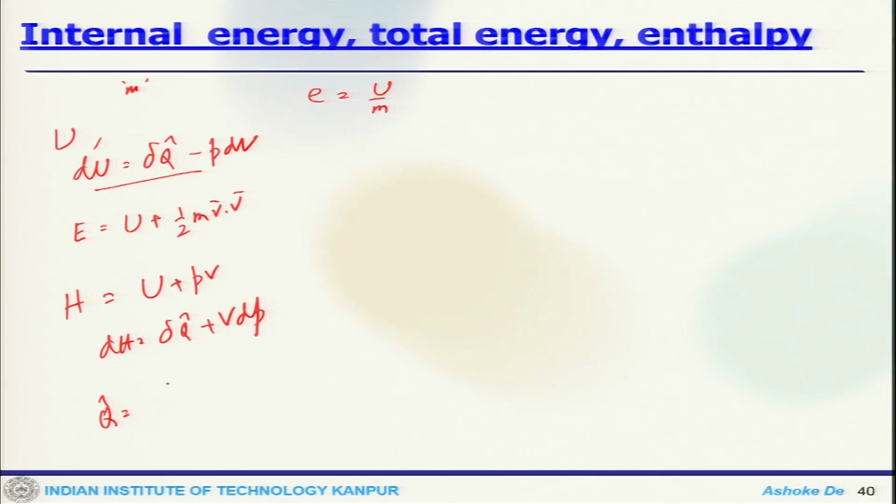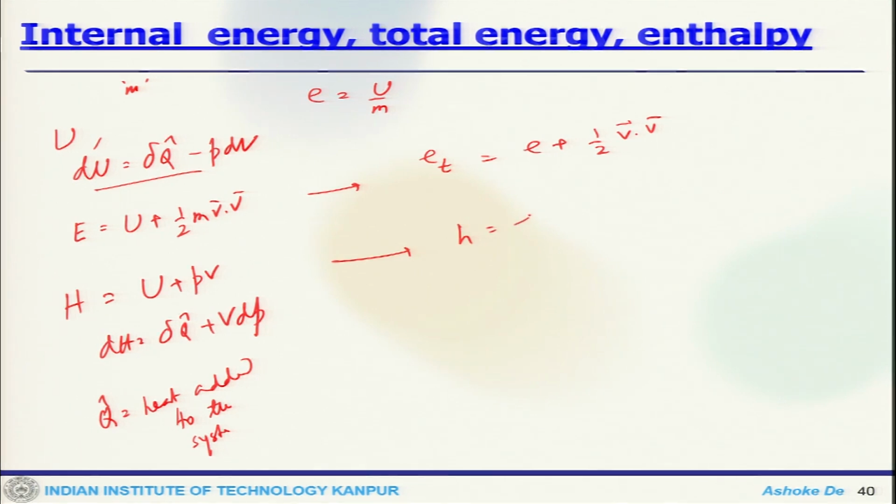Here Q is the heat added to the system. So, this is per unit mass. Specific total energy per unit mass would be e plus half V squared, and specific enthalpy would be e plus P by rho, or e_t minus half V squared plus P by rho. So, these are some of the terminologies which will be required.